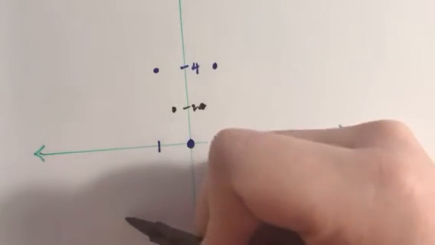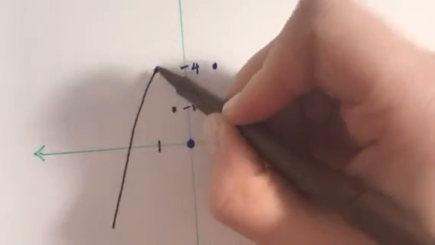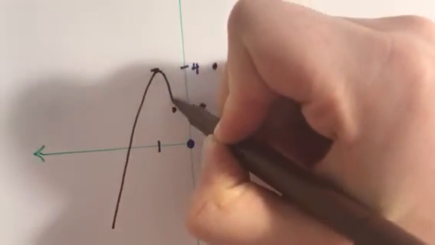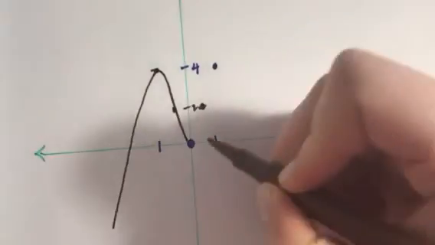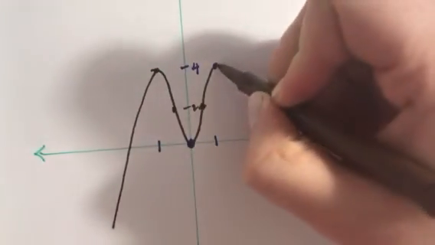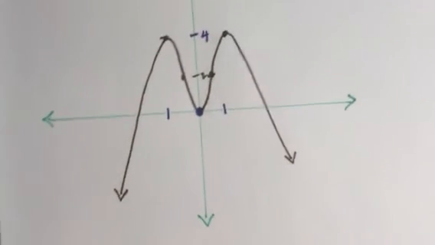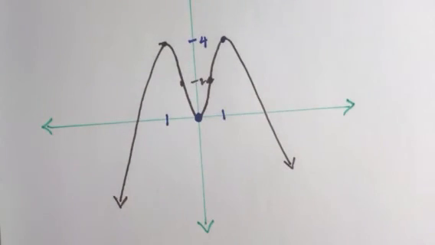So my graph is increasing up until I hit my relative max here. Then it decreases downwards to my relative min. Then it comes back up and hits my next relative max. And then it decreases downwards. So this is the general sketch of my polynomial function without having graphed it.